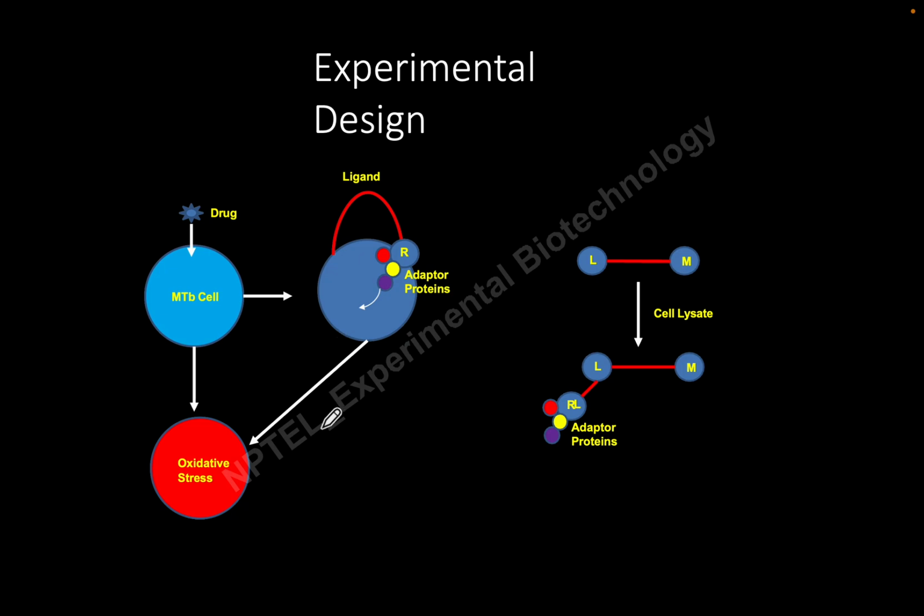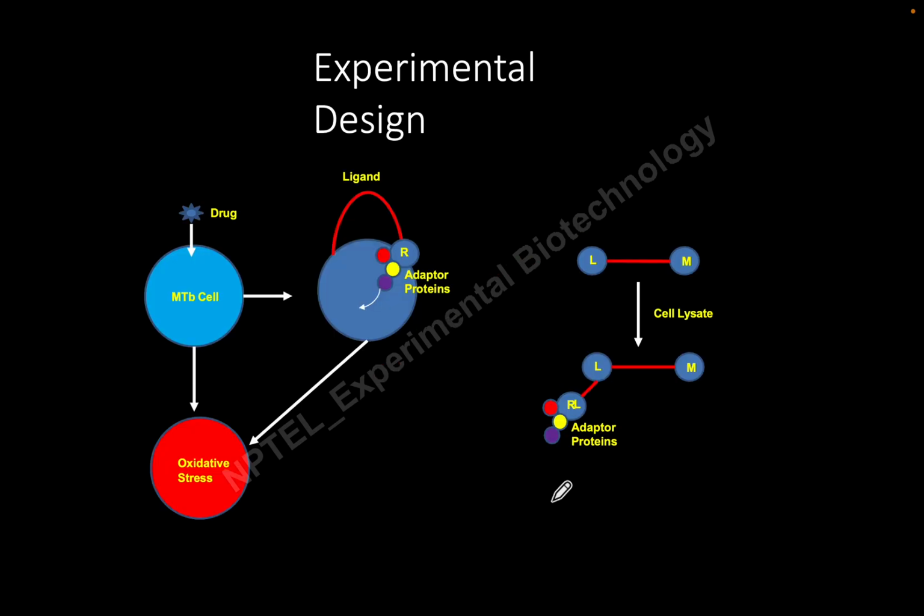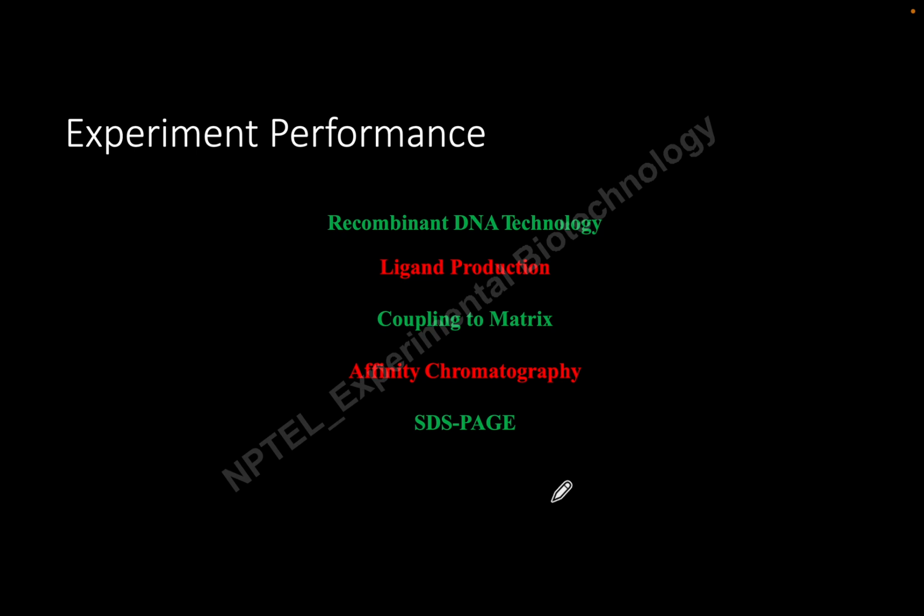So what they can do: there is ligand and then your MTB cell lysate, so here you will have ligand along with the adapter protein. So different experiments you can do. You have to check the ligand-receptor binding, and whenever you do a pull down assay along with those receptors, what are the proteins which will come out.